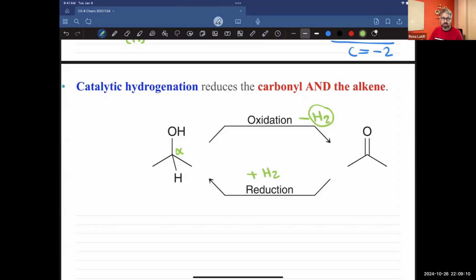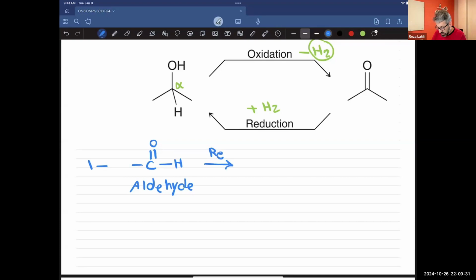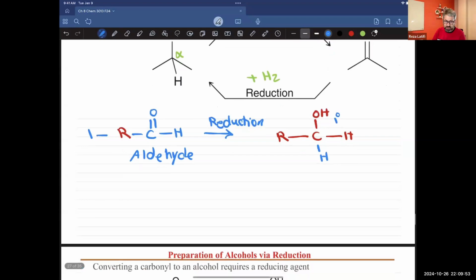And if I add hydrogen gas to it, it will turn to alcohol. And so I'm going to write this. If we take an aldehyde, say we have this one, and we reduce the aldehyde, that's going to give us a carbon that's attached to, say, R, and then of course we have hydrogen here, and we will get OH, then there will be hydrogen here. That means this alcohol is going to be a primary alcohol, if we reduce aldehyde.